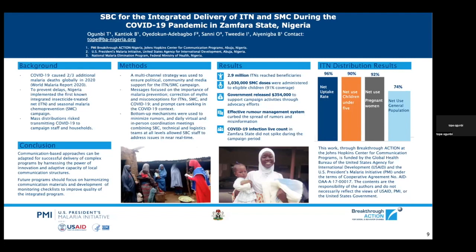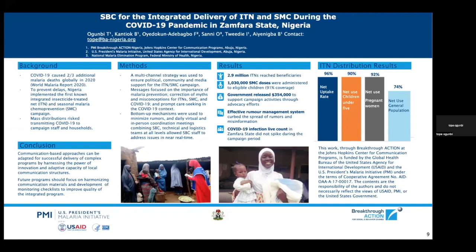So to implement the campaign, PMI implementing partners, Breakthrough Action Nigeria, and Global Health Supply Chain Management came together to brainstorm and finally agreed to adopt a modified hybrid commodity distribution and communication strategy for the campaign.